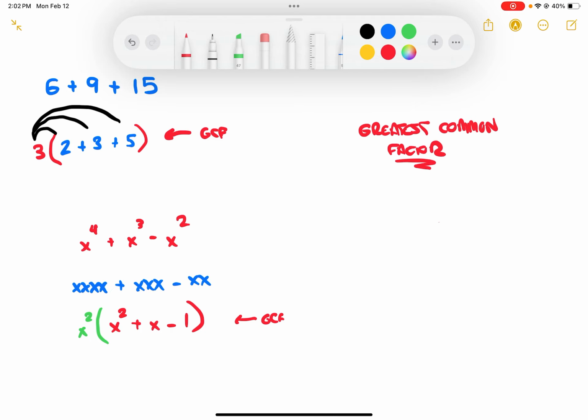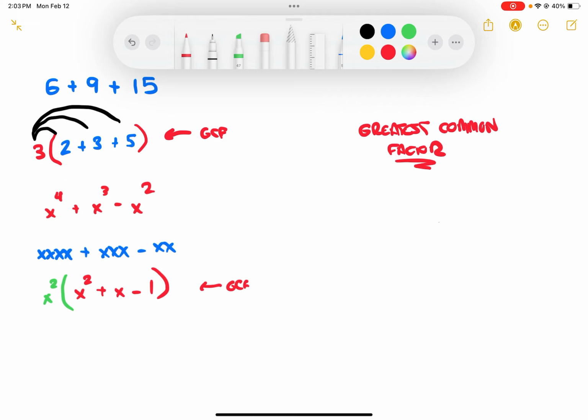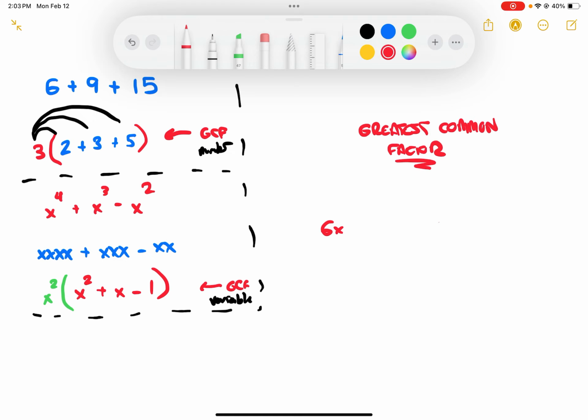So now, the most complicated that it can get is when we combine both of these together, right? So I'd have to factor out both a number and a variable at the same time. For example, 6x to the fourth minus 8x cubed plus 10x.